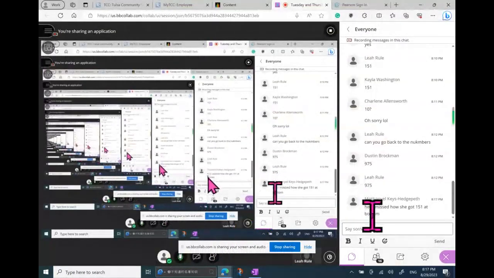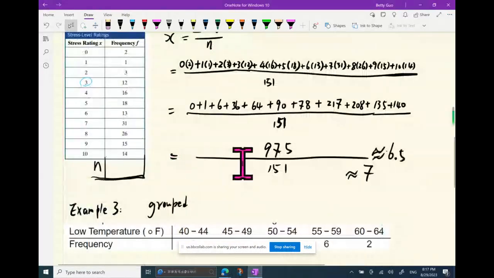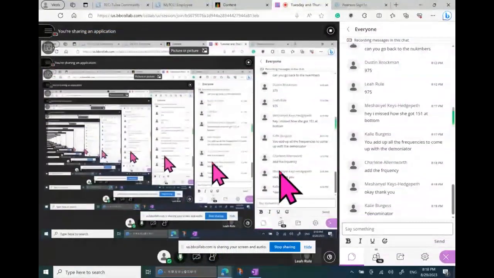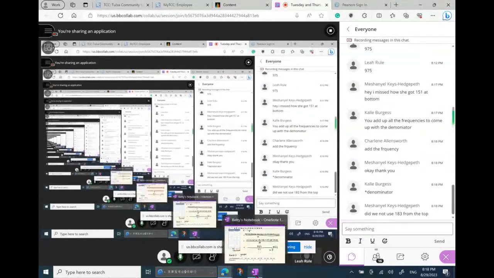I missed how she put 151 at the bottom. Good question. How do we find 151? Where do we get that number? 151 is the total number of values in the data set. In other words, 151 is the sample size of the data set. How do we get it? We add all those frequencies together. We get the total number of values. Yeah, denominator. Okay, you got it. Perfect. Add the frequencies.